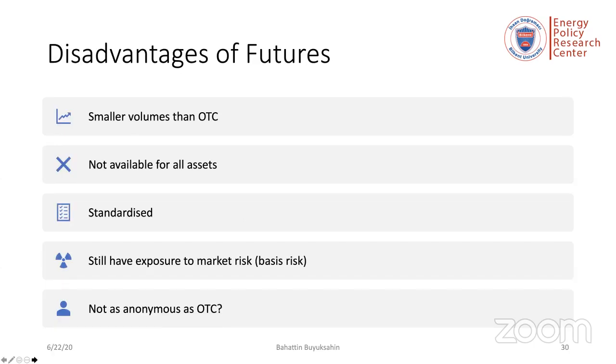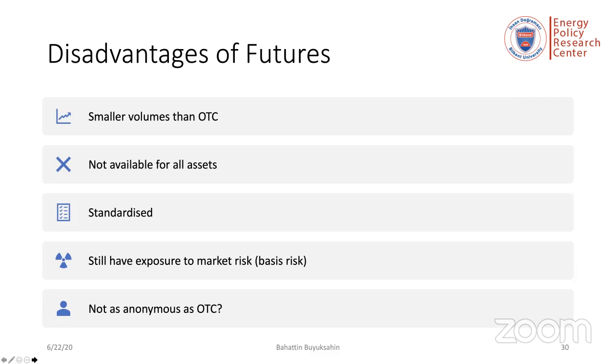But these products are smaller in volume than OTC, over-the-counter products, for example forwards and swaps, which we are going to discuss next week. They are not available for all assets. Basically, as I said, there's no futures contract for jet fuel, for example. They are standardized. They are not custom-made.